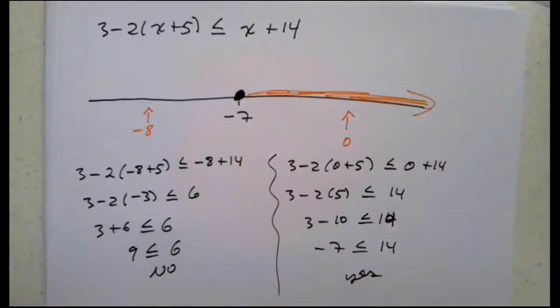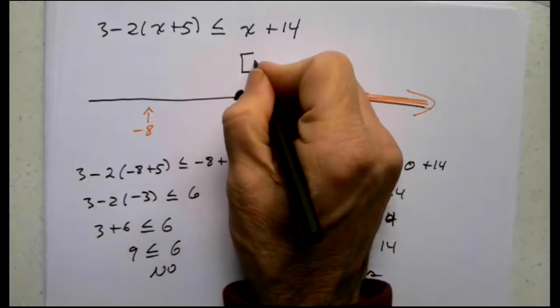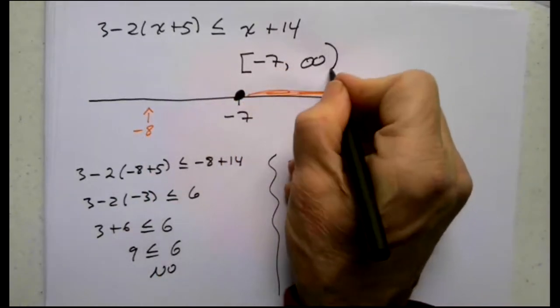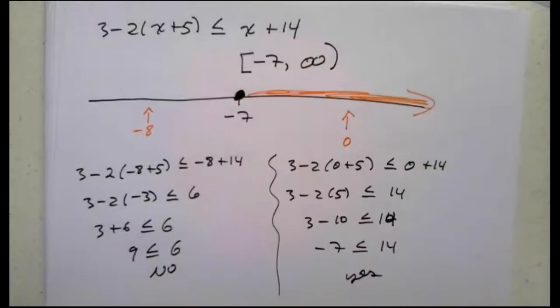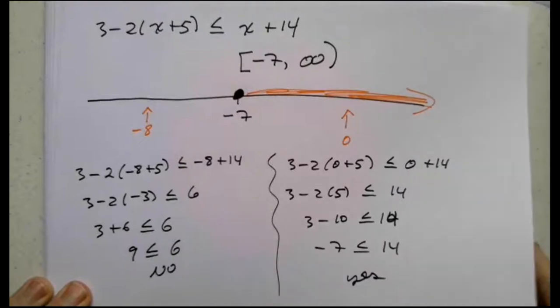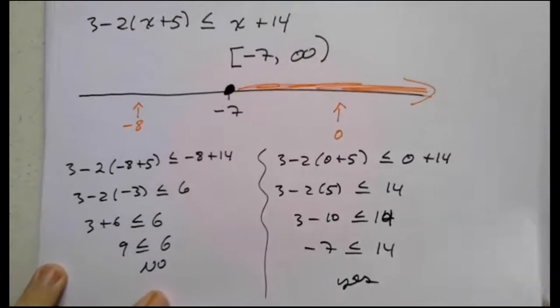In interval notation, square bracket, -7, comma, out to plus infinity. Never actually gets to infinity, that's why that's a round bracket. So that's that strategy. Now let me show it to you how we would do it using the traditional strategy.